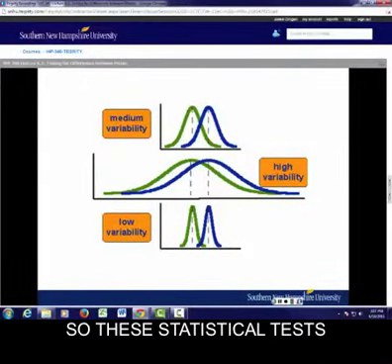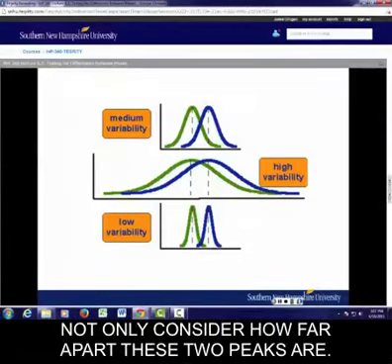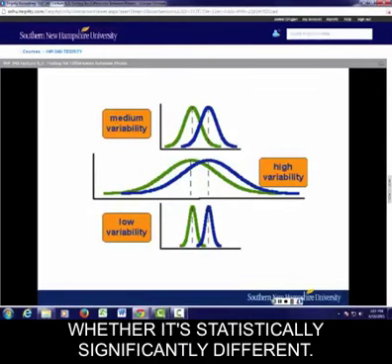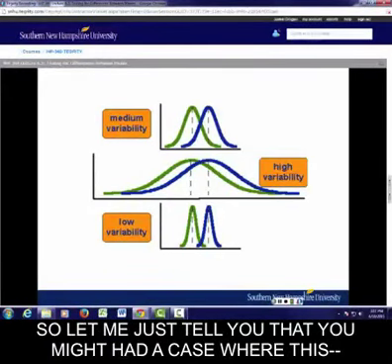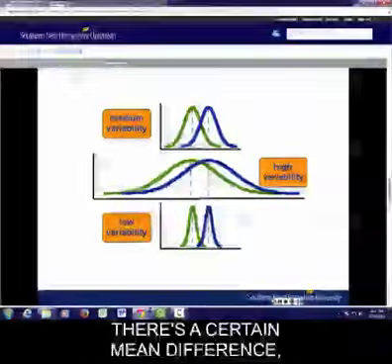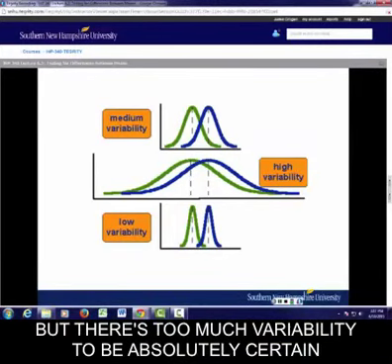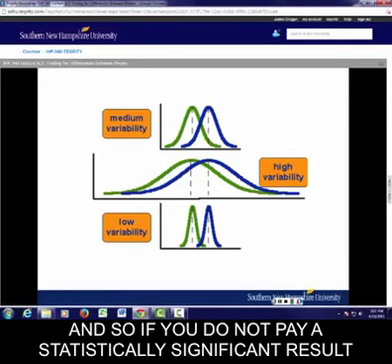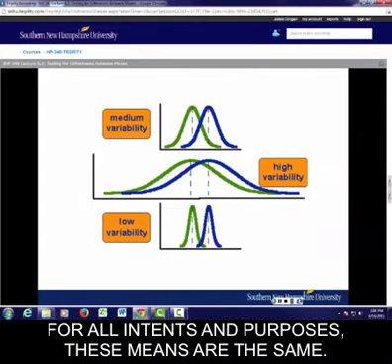So these statistical tests not only consider how far apart these 2 peaks are, but they have to consider how much variability there is too, to determine whether it's statistically significantly different. So you might have a case where you're looking at high variability. There's a certain mean difference, but there's too much variability to be absolutely certain that these 2 average scores are different. And so if you do not get a statistically significant result from a t-test, for example, for all intents and purposes, these means are the same.